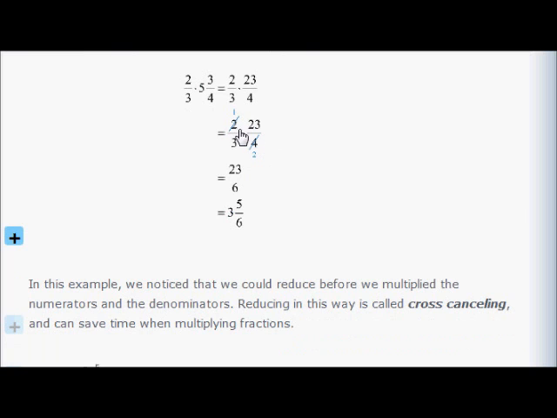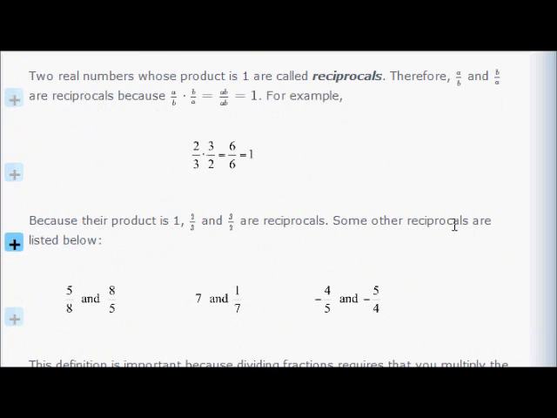So, two real numbers whose product is 1 are called reciprocals. Okay, so A over B and B over A are reciprocals because when we multiply these you get AB over AB. B times A is just BA, or AB, same thing. So you can have A times B up here and A times B down here. Those just all cancel out and you get one. That's just a definition of what a reciprocal is.